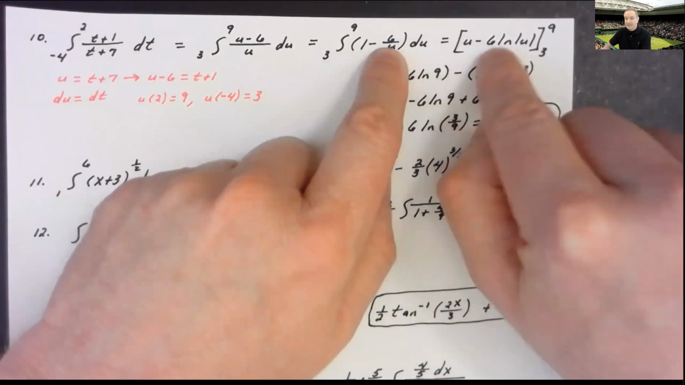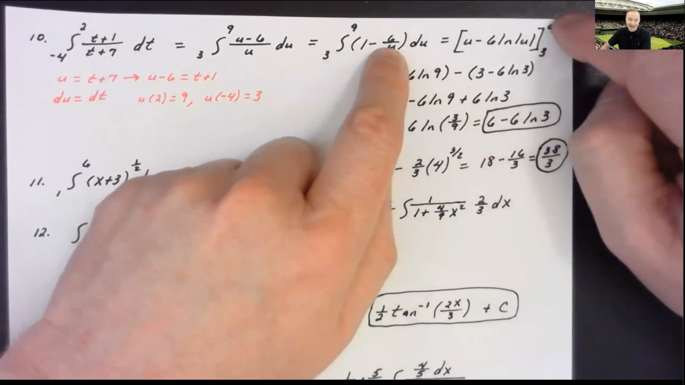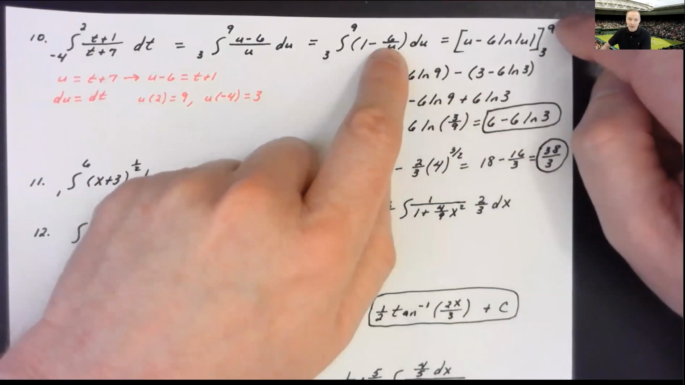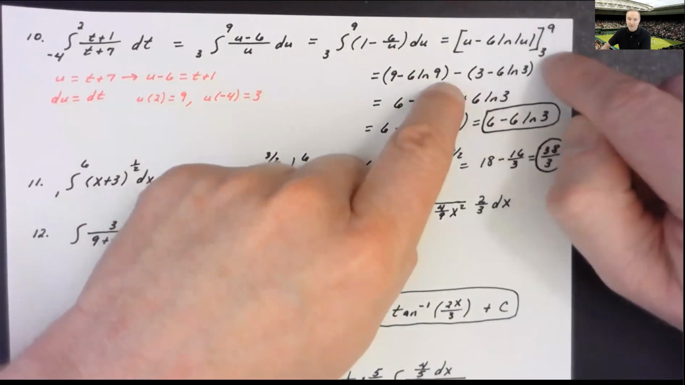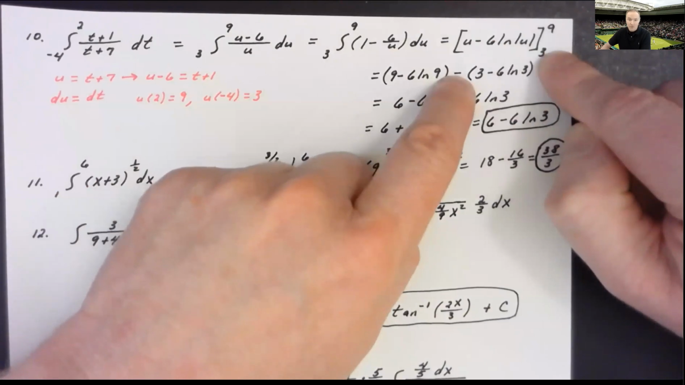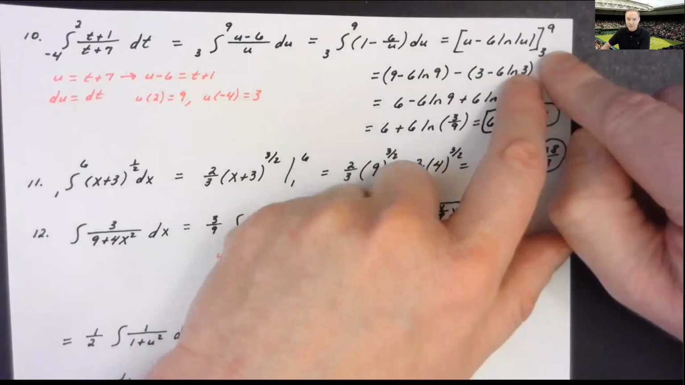So I get u minus the 6 natural log of u, evaluated from 3 to 9. When you plug in the top limit, you'll get 9 minus 6 natural log of 9. Evaluate the bottom limit, which we know we're subtracting, and you'll get 3 minus 6 natural log of 3.